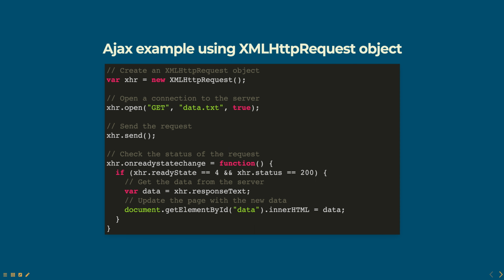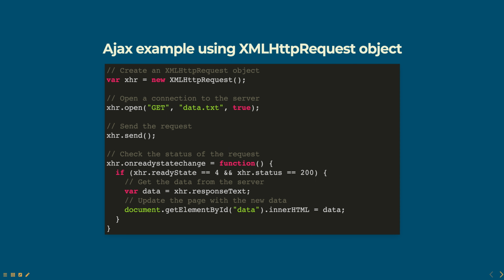In this example, an XMLHttpRequest object is created and a GET request is sent to the server to retrieve the contents of a file called data.txt. The onreadystatechange event is used to check the status of the request. And when the ready state is 4, meaning the request is complete, and the status is 200, meaning the request was successful, the response text is retrieved and used to update an element on the page with the ID data.